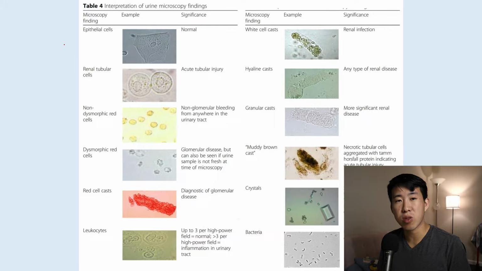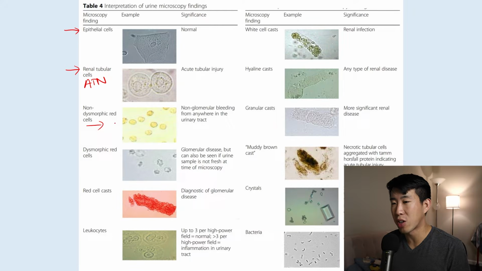All right, so let's just take a quick look at some images of these findings. So first, you may just see some squamous epithelial cells. They're these rectangular shaped things like this, just basically from the skin pretty much. And then you may see renal tubular epithelial cells. Remember, this is going to be going with ATN. And in my opinion, they look like these fried egg appearance cells like this.